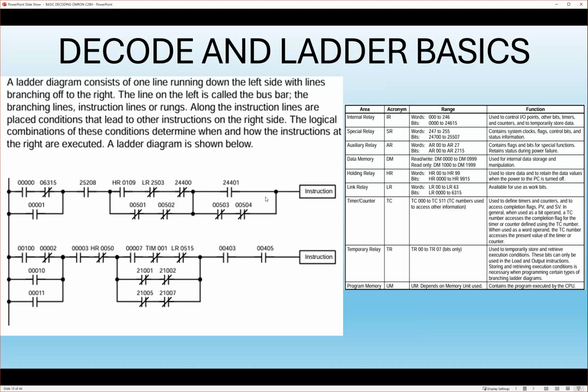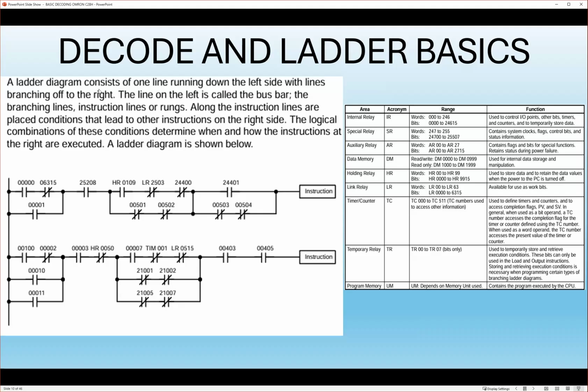So this is where we start decode and ladder basics. This is a basic ladder, right? And it's quite funny to read some of these older manuals. We're pretty familiar nowadays with ladder diagrams, but this kind of lays it out for us.